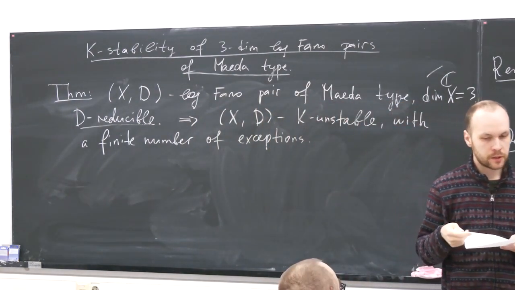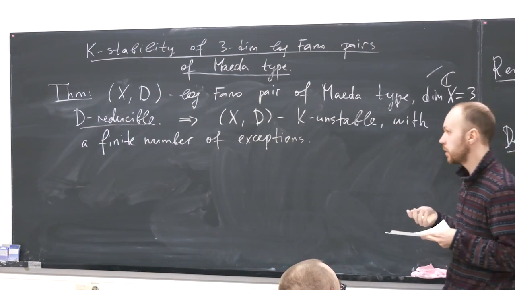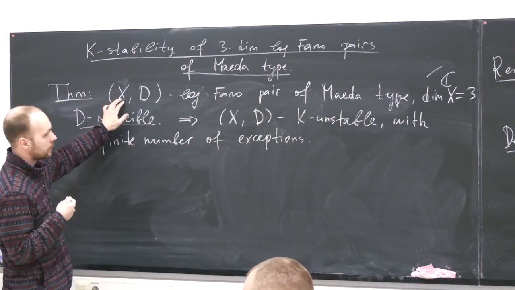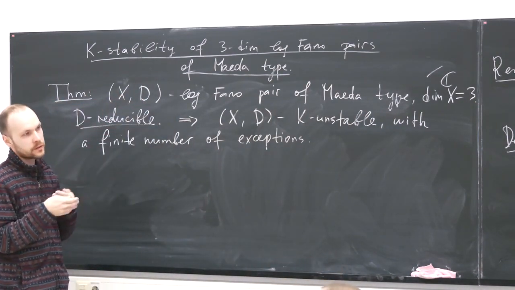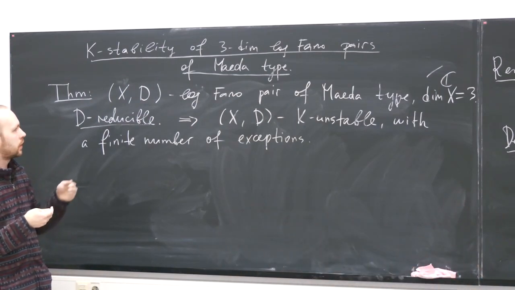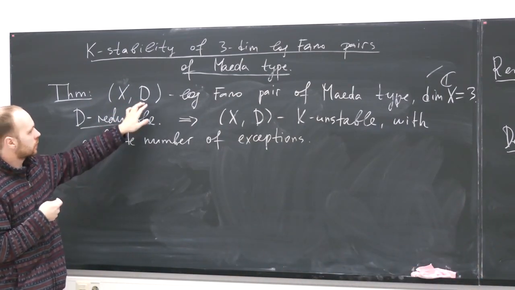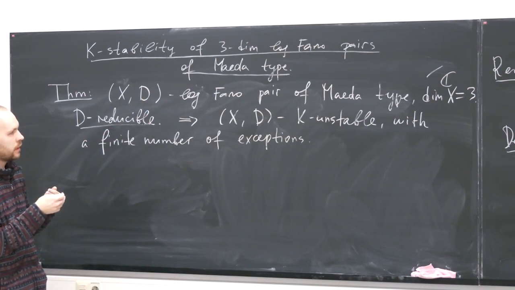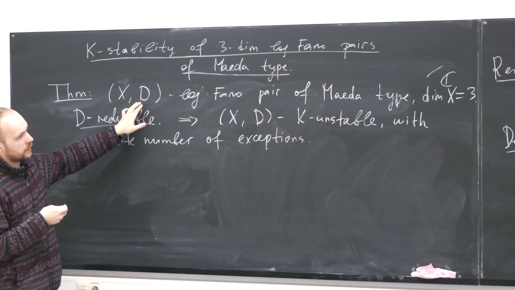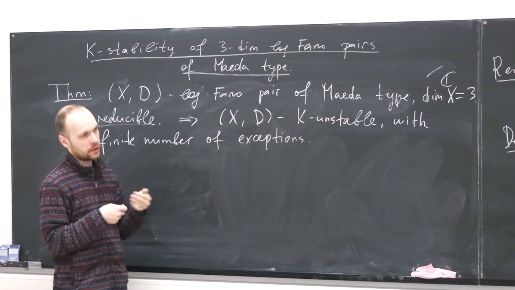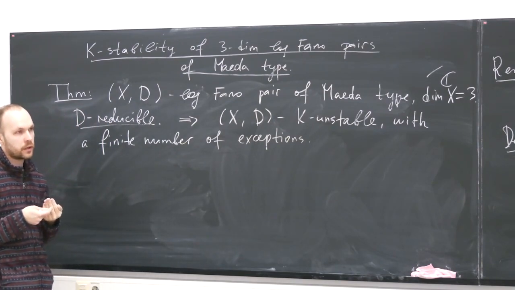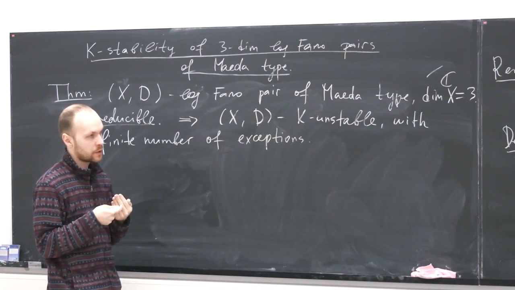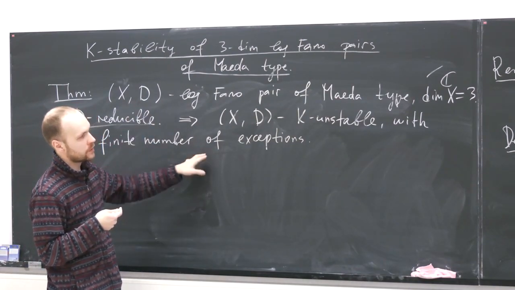Moreover, these exceptions can be explicitly described. So we can describe completely the threefold X, the boundary D, and the value of coefficients by the components of this boundary. So we have all information, and we know that for these exceptions, the corresponding pairs are K-semistable, and with some further conditions on the coefficient, this pair is K-polystable.